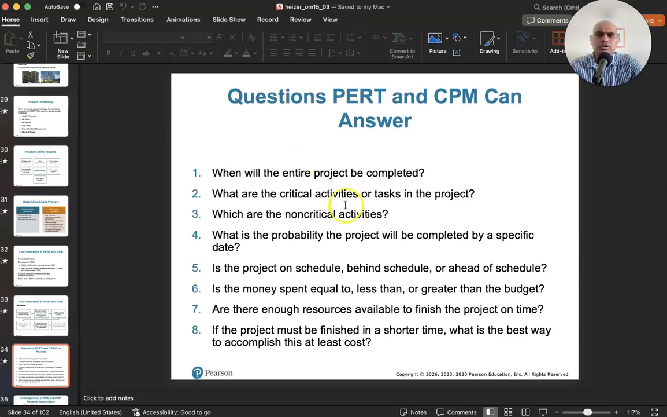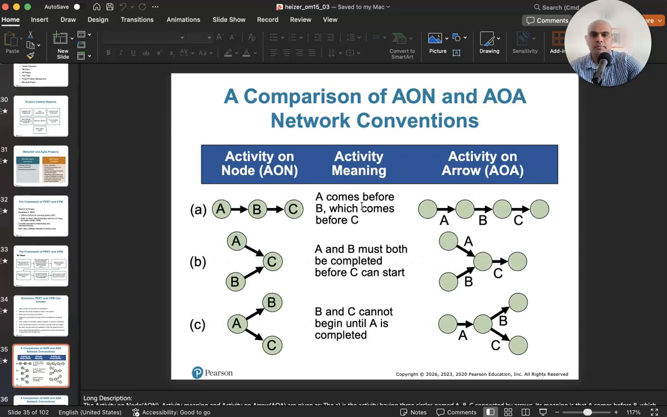So these are the important questions that PERT and CPM answer. When will the project be completed? What are the critical activities on the project? Critical and non-critical activities. If you cannot be specific about things, can we talk about probabilities of how long it's going to take to finish the project? Will the project be on budget? Can we finish the project in a shorter amount of time? These are all questions that we can answer, and we will answer them as I go through multiple videos in this series, right?